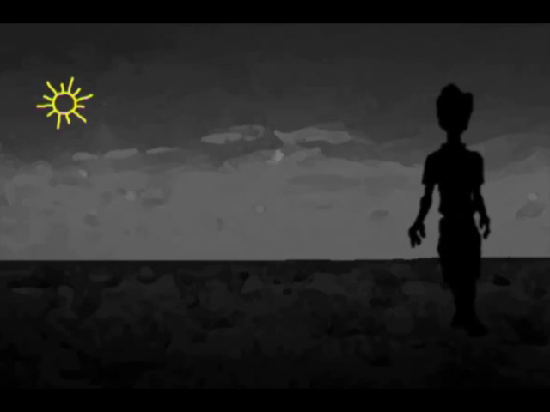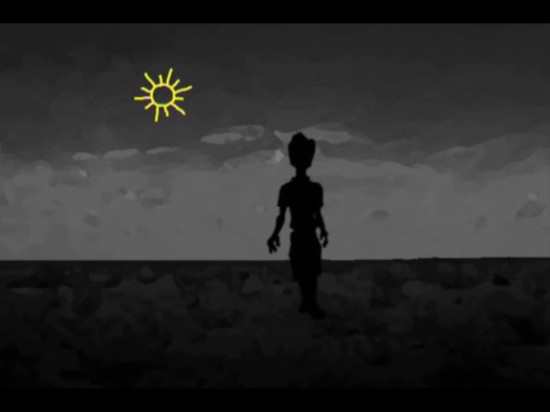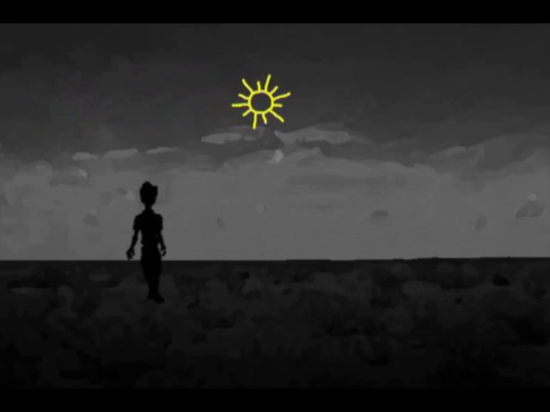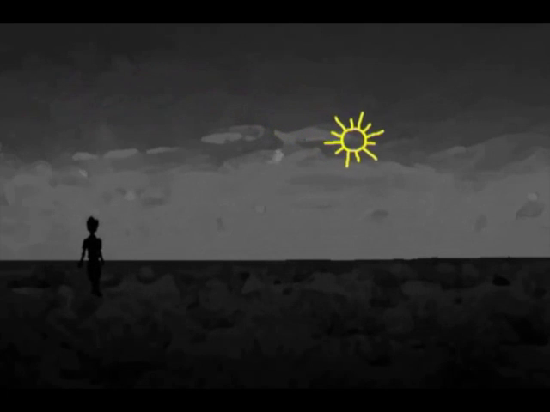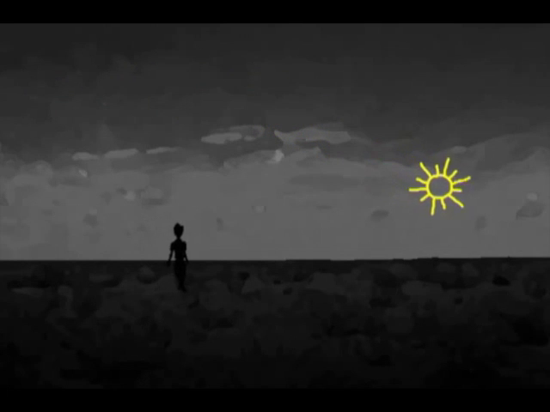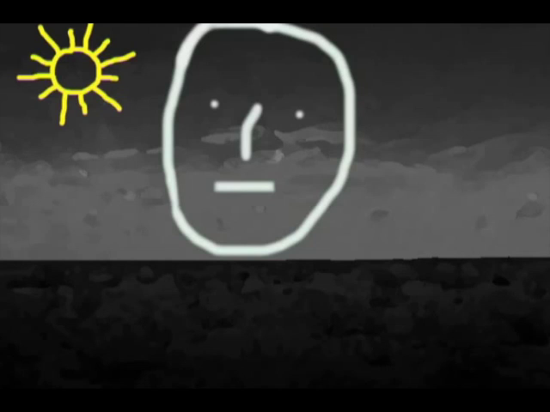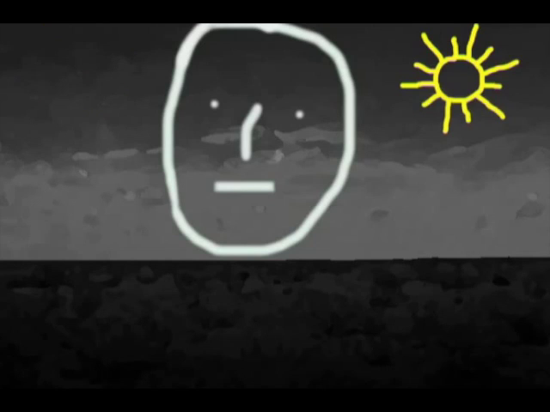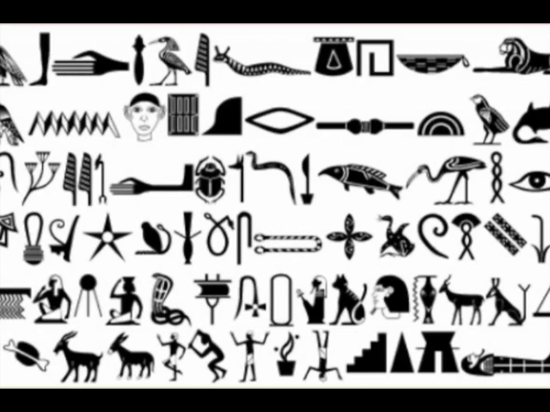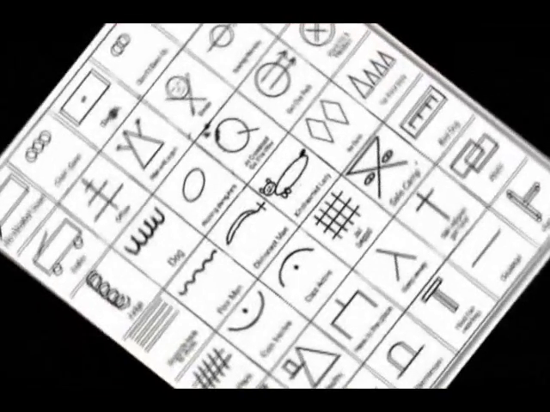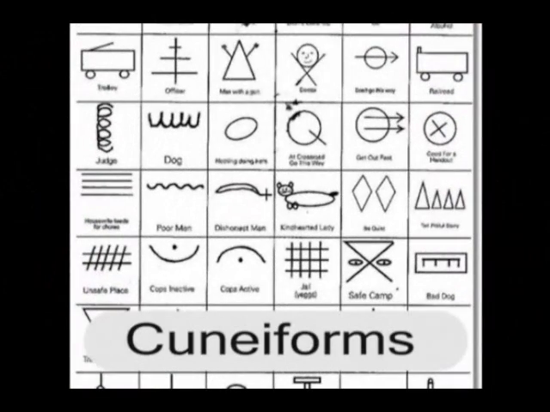Thus, for example, a person walking with the sun on the left and then again with the sun on the right would mean that she has walked for a long time. Instead of the sun, if we put the moon, it can mean that she walked day and night. Now that concept can be expressed like this and this. When pictograms are further simplified or made into abstract forms, they become what is known as cuneiforms.